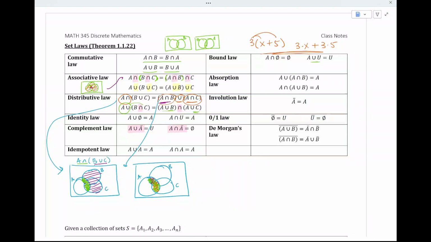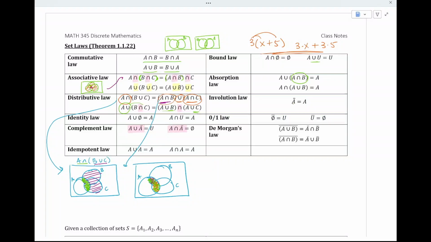Absorption laws, A union A intersect B is A. So you're uniting A with A intersect B. A intersect B is everything that's in A and B. And so everything that's in this green part is also in A. So if you unite that with A, you're going to be left with A. And if you do A intersect A union B, you'll again just have A.